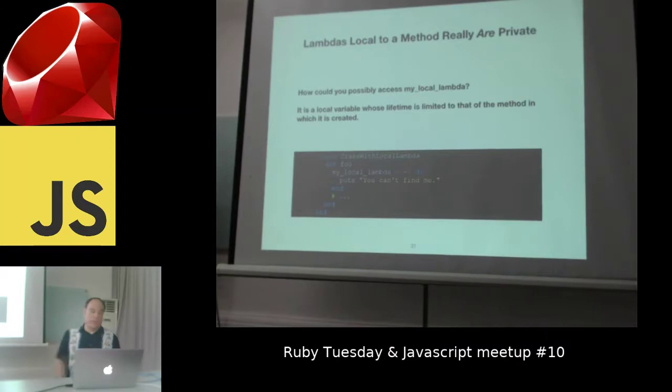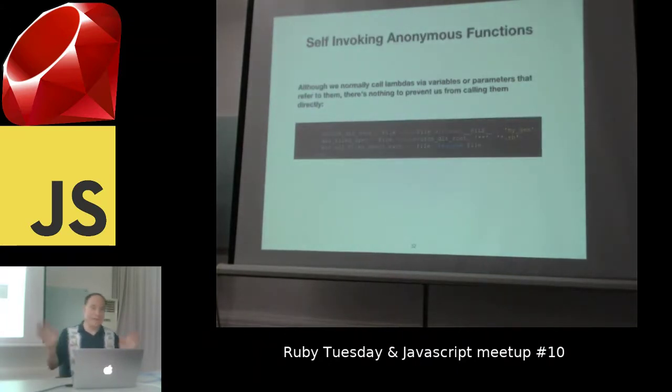But lambdas local to a method really are private, because all they are is local variables containing some literal object, kind of like a string assigned to a local variable. There's no way you can get to that from outside. No normal way of getting to it outside. If you want something to be really private, you could make it a lambda. I don't work for the NSA, so it's not a problem for me.